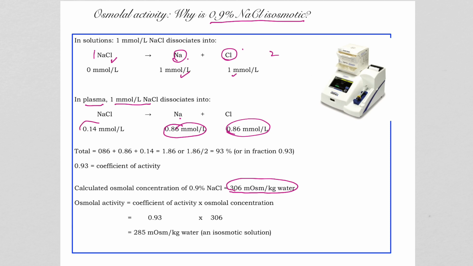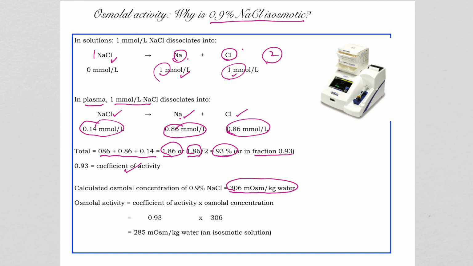And then there's a remaining 0.14 left over. So we have a little bit of this particle, we have this particle, we have this particle. We add up all these three, and it comes out to be 1.86. So instead of getting 1 plus 1, we get only 1.86, which is 93%. This 93%, this fraction 0.93, we call the coefficient of activity.